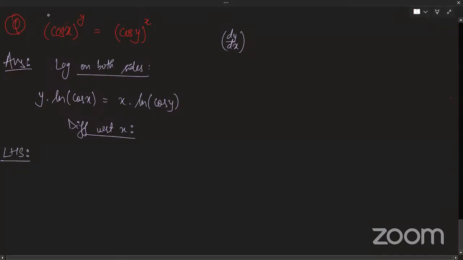So tell me, should we do the left one first or the right one first? Okay, let us do the left one first. Tell me, how will you differentiate this thing? y into ln of cos x. How will you differentiate y into ln of cos x? Product rule, sir. Tell me the derivative directly.